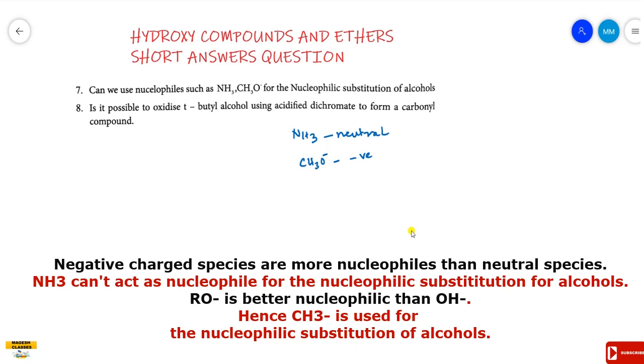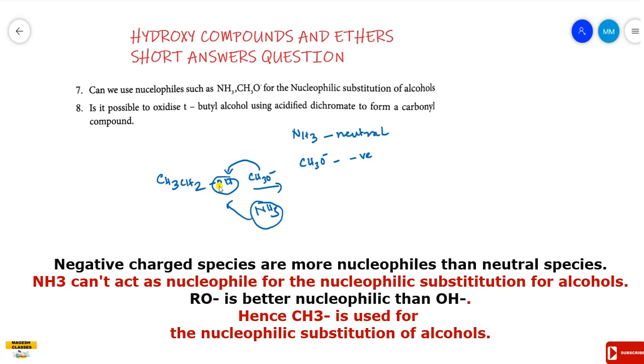What is the role of nucleophiles in nucleophilic substitution? In the case of an alcohol, for example CH3CH2OH, ethyl alcohol, when it is treated with the CH3O minus nucleophile, can this methoxide ion substitute the OH group or not? Similarly, can the ammonia molecule be used as a nucleophile to substitute the OH minus ion? If these nucleophiles are better than OH, they can be used as a nucleophile here.